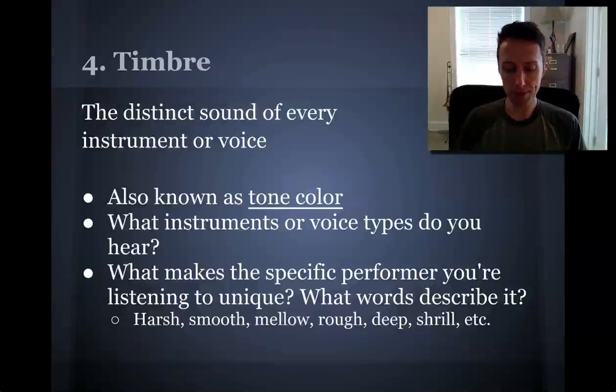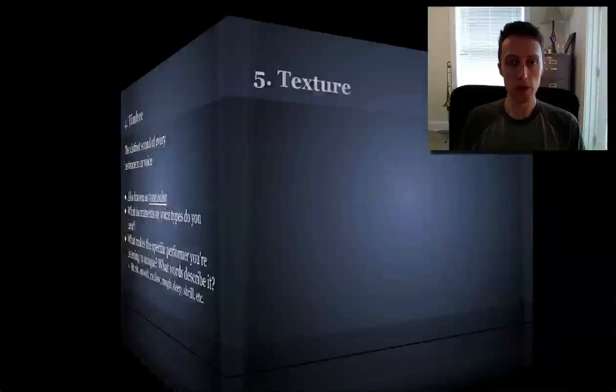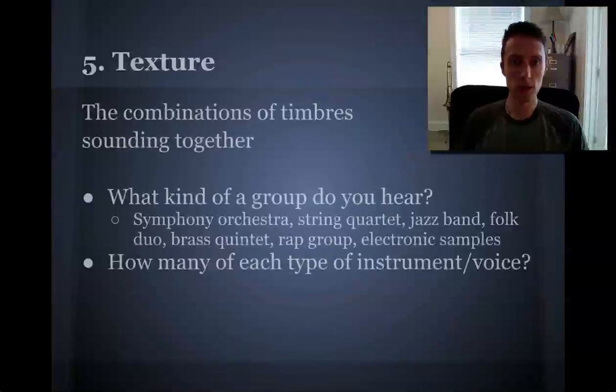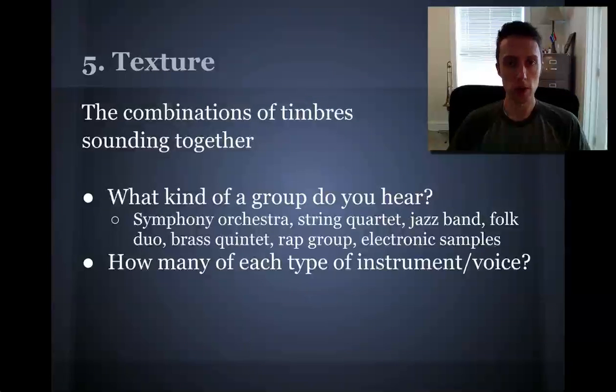to describe it. So number 5, texture, has a lot to do with timbre because it is the combinations of timbres sounding together. Okay. So what kind of group do you hear is a question to think about for texture. So you can think about if you hear 2 violins, a viola, and a cello, you can tell that you're hearing the texture of a string quartet, for example.